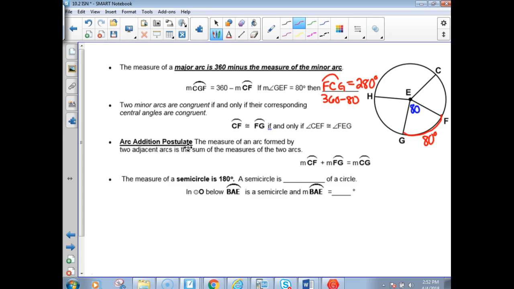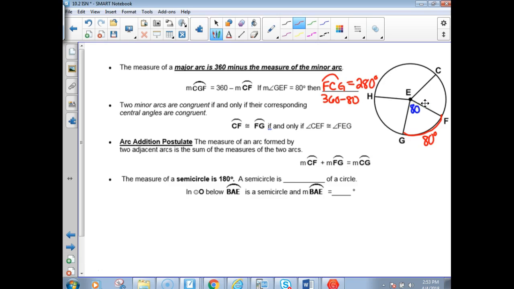Another one is the arc addition postulate. Let's think back. We've had the segment addition postulate and the angle addition postulate. The segment addition postulate said if you took two segments and put them together, you got a bigger one. The angle addition postulate said if you added two angles together, you got a bigger angle. So the arc addition postulate says if two arcs are next to one another and they share a common endpoint, just like a segment next to a segment, or an angle sharing a side with another angle, then you see how the F is in the middle: the measure of arc CF plus the measure of arc FG equals the measure of arc CG. So you just put two arcs together.